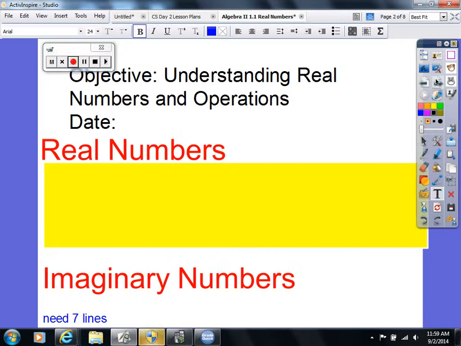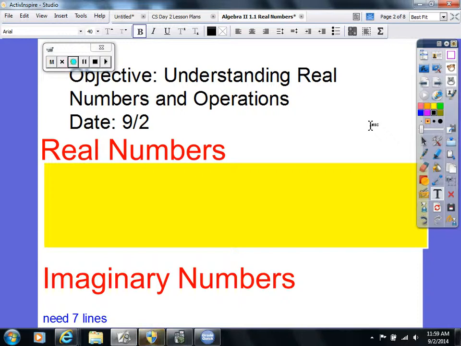So the way we take notes in this class is we first open to our table of contents, and on line 1, please write your objective, understanding real numbers and operations. Then you can write today's date, which is 9/2. After you write that in your table of contents, please turn to page 1, and in the margin of page 1, please write the objective again, understanding real numbers and operations.